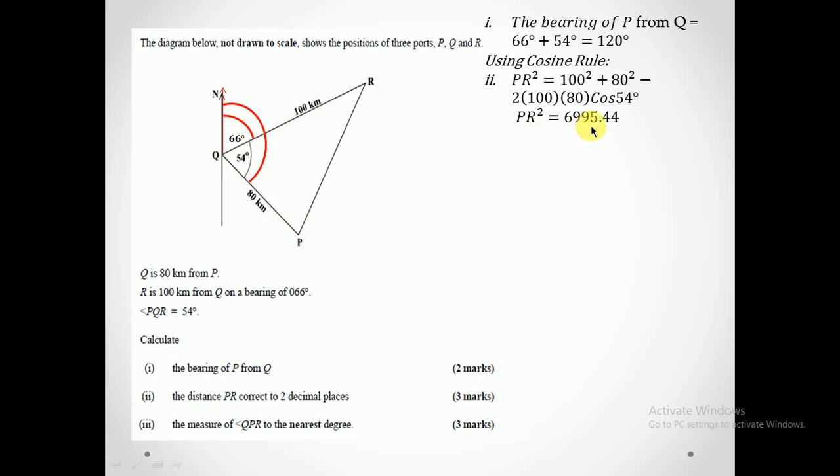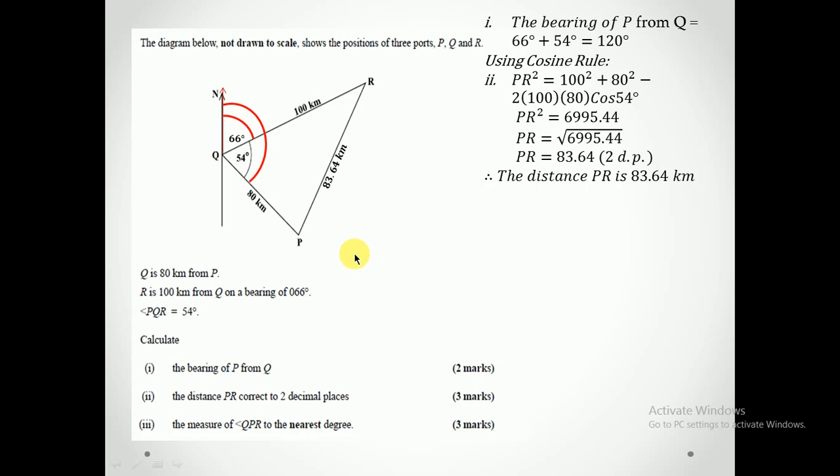So PR squared is going to be equal to 6,995.44, and then to find PR we find the square root of that, and that is going to be equal to 83.64. They ask for the answer to correct to two decimal places, hence 83.64 kilometers. So PR is here. So that's 5 marks completed. So let's go for the additional 3 marks.